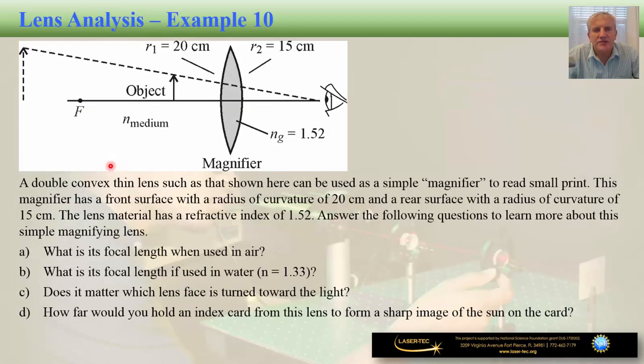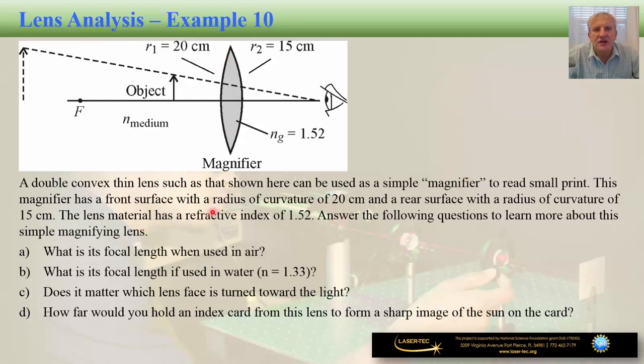Let's look at a few examples where we can apply some of the techniques presented on the previous slide. Here's example 10. We are looking at a double convex thin lens as shown in the picture that's being used as a simple magnifier to read a small print.